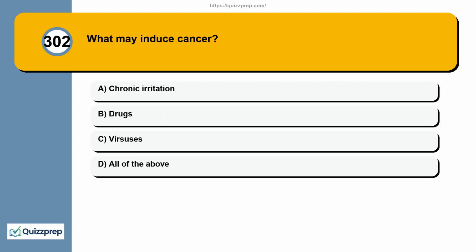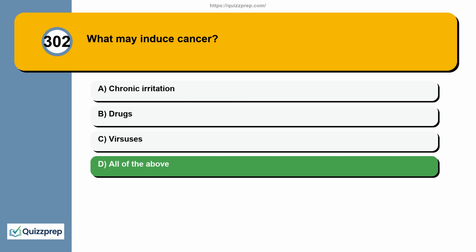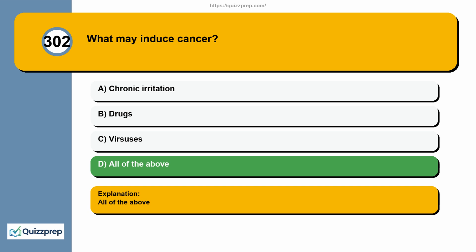Question 302. What may induce cancer? Option A. Chronic irritation. Option B. Drugs. Option C. Viruses. Option D. All of the above. The correct answer is option D. All of the above.